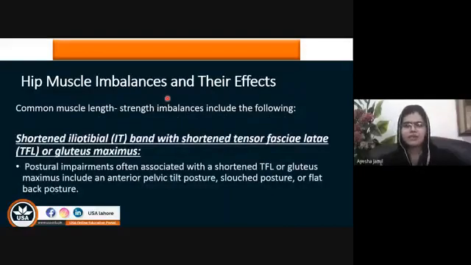Here are some examples of hip muscle imbalances and their effect. It has been seen that the IT band, or iliotibial band, and tensor fascia lata override the gluteus maximus. Whenever there is a shortened IT band and a shortened tensor fascia lata, they will override the function of gluteus maximus. It is seen in the slouched posture, whenever you stand and the pelvis moves outward or bulges outward. In the relaxed standing posture, there will be shortening of the IT band and the tensor fascia.